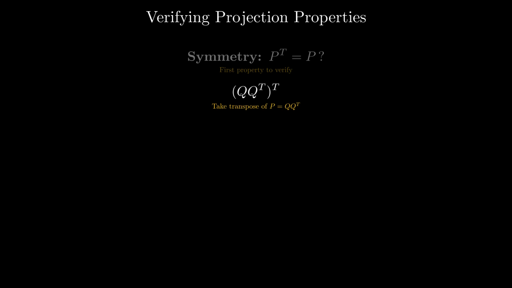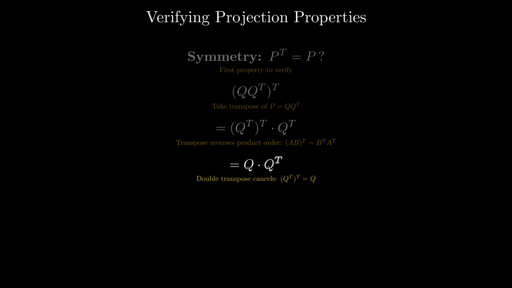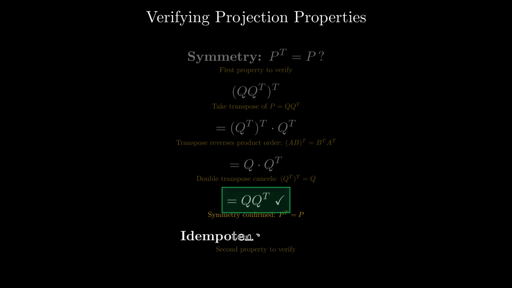Let's take the transpose of QQ transpose. Remember, the transpose of a product reverses the order of the factors. So we get Q transpose transpose times Q transpose. Now Q transpose transpose just gives us back Q, and Q transpose is Q transpose. So we end up with Q times Q transpose, which is exactly what we started with. P transpose equals P, symmetric, done in one line.